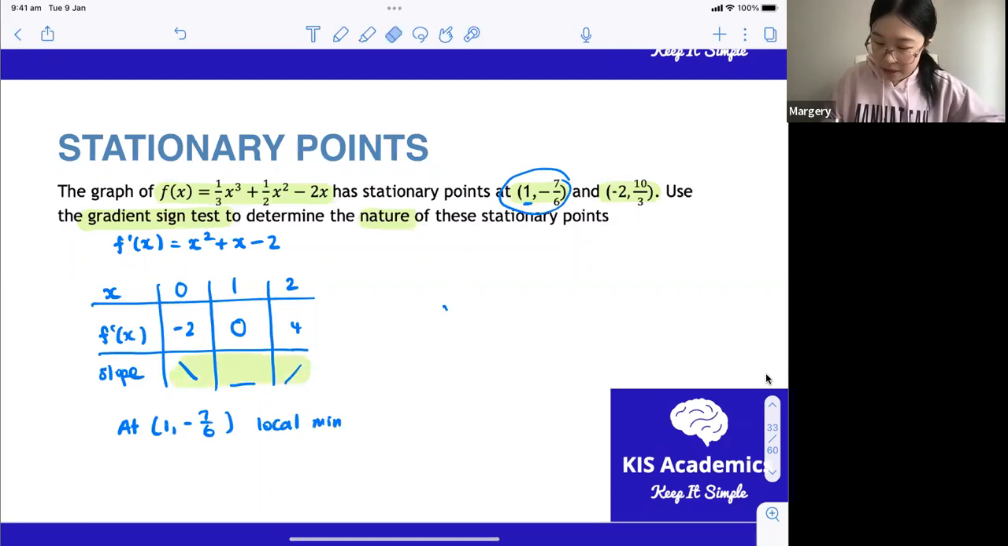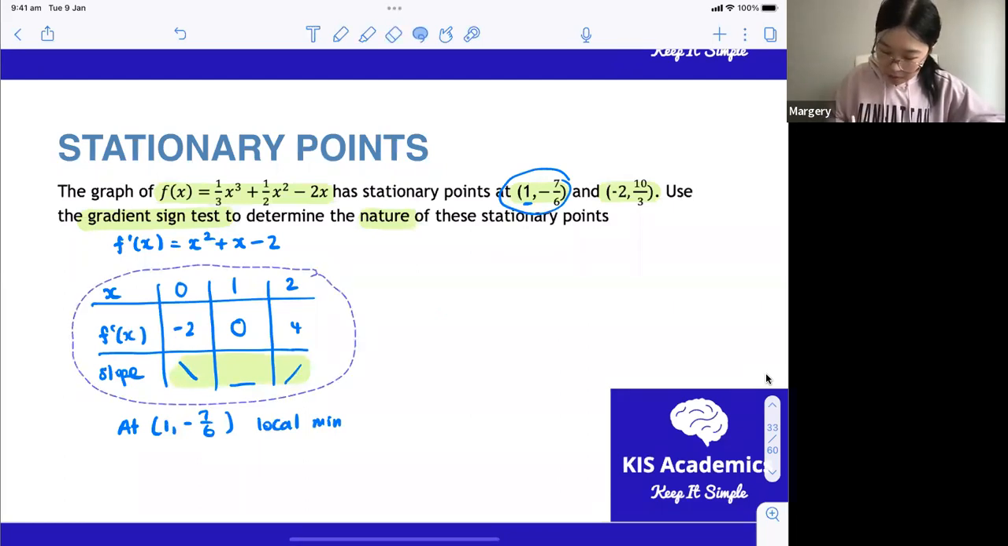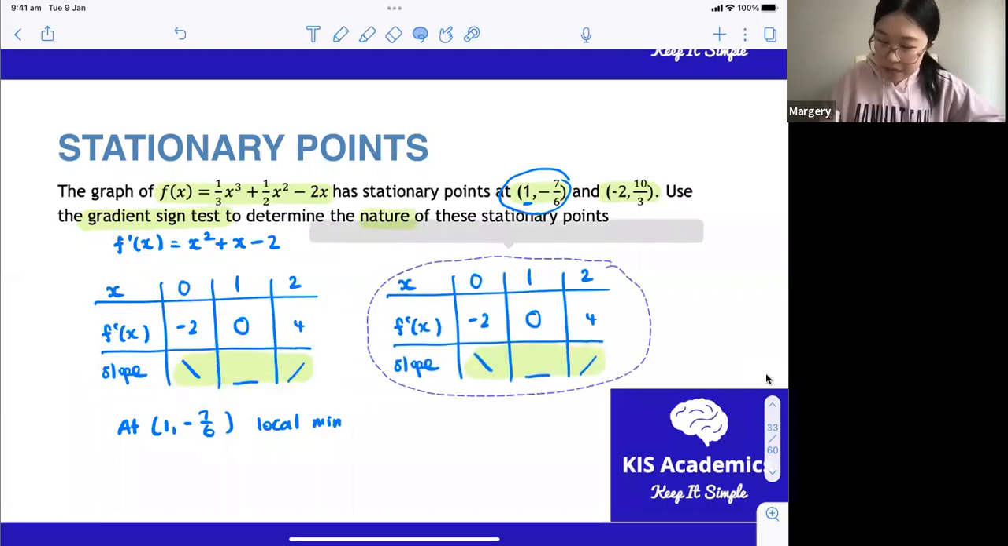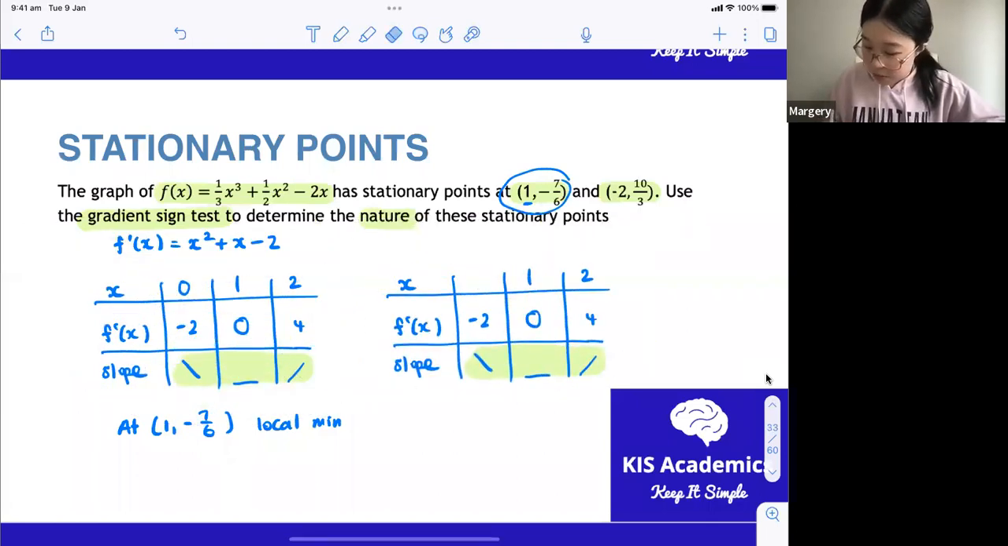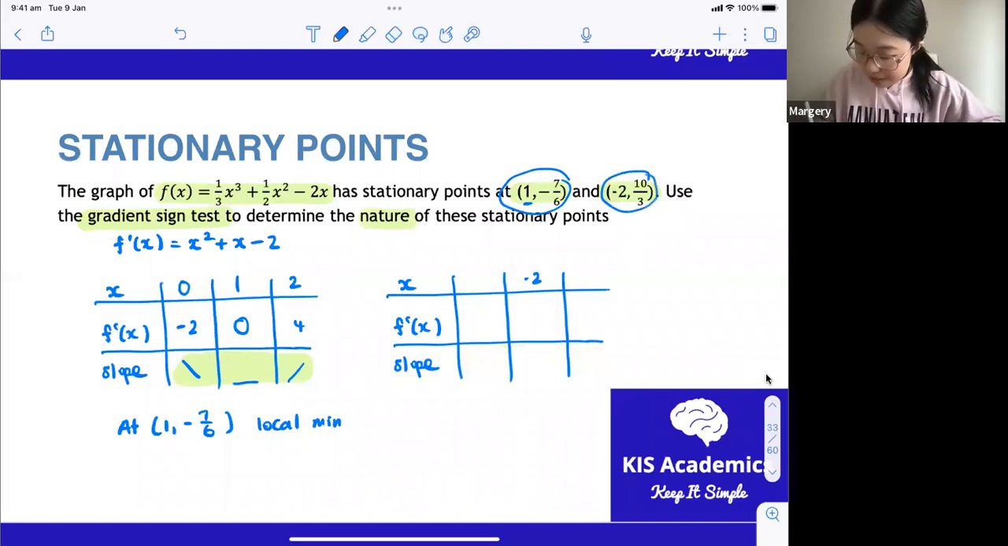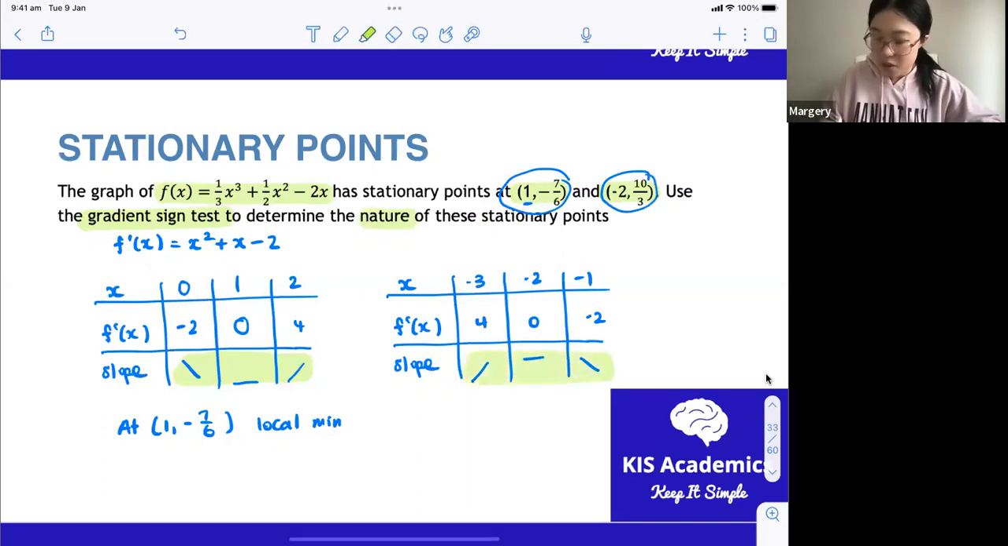And I do the same thing for my other table. Again, we draw the same table, but this time we choose different points. In this case, I've got -2 as my stationary point for the x value. So I take a point smaller than that, which is -3, let's say. I take a point slightly larger, which is -1. Substitute it into my f dash of x, I get 4, 0, and -2. And my slope would therefore be this, horizontal and then a negative here. And so again, my slope graph type will look like this. So I know that at (-2, 10/3), I have a local maximum based on our slope.